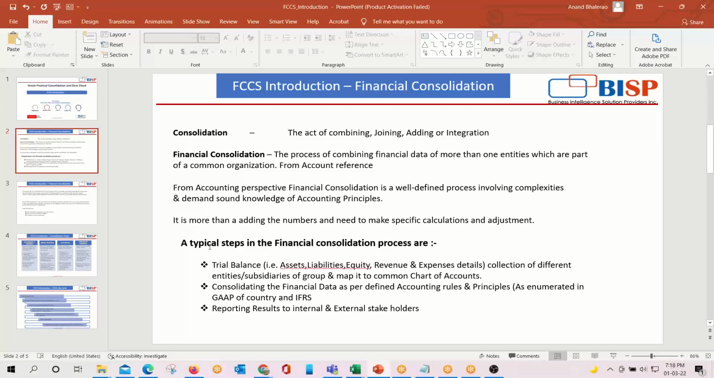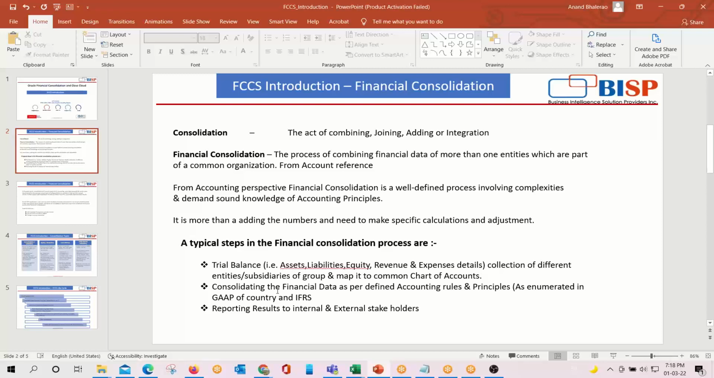The typical steps involved in the financial consolidation process begin with trial balance collection. Here, the trial balance means assets, liabilities, equity, revenue and expenses details of different entities of a group are collected at a common place and mapped to a common chart of accounts, to ensure single financial results of the different entities.